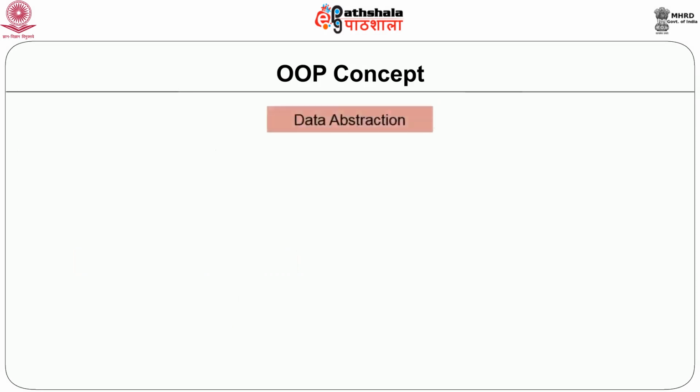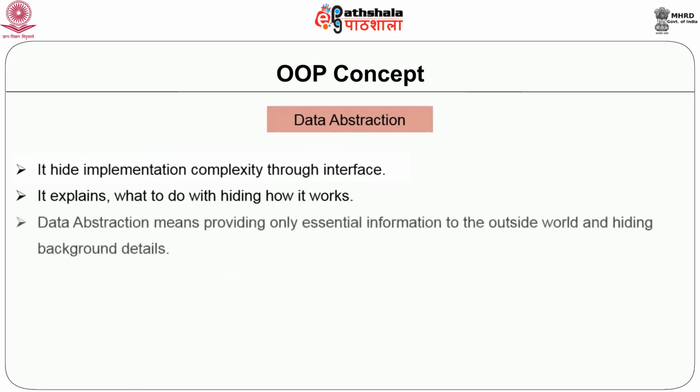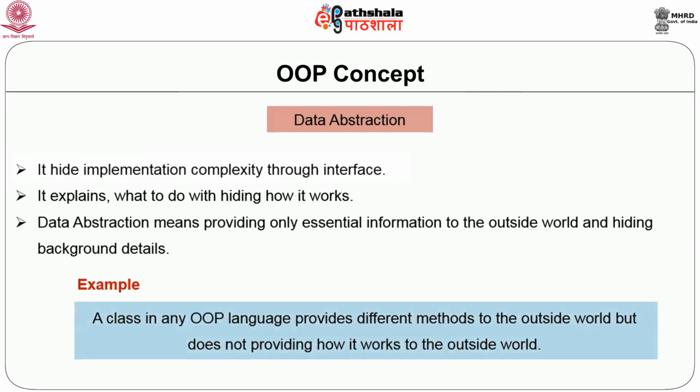And the last one is data abstraction. Data abstraction is hiding implementation complexity through an interface. It provides what you want to do by hiding how to do it, which makes things easy for outside users. For example, it gives you access to a method, but what the method actually performs is not shown outside of the class. We can take an analogy from our day-to-day life: we know that a car has an accelerator.